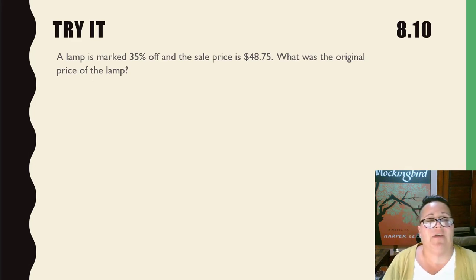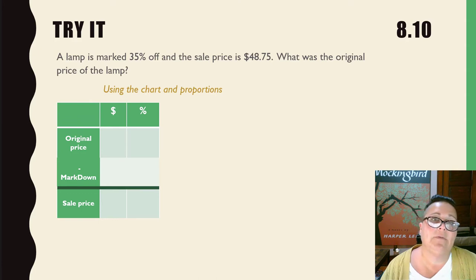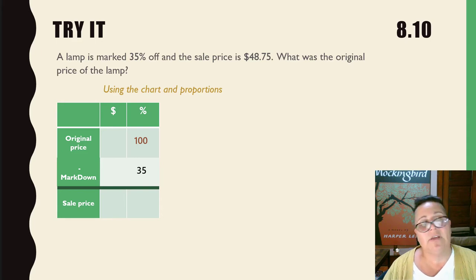A lamp is marked 35% off and has a sale price of $48.75. What was the original price? Wording again, it's going to get us. So using the chart and the proportions, I know the original price minus the markdown has to equal the sale price. I know that the original price is my 100% because this is a markdown. Everything compares to the original price. I know that the lamp is marked 35% off, so the markdown is 35%, and the sale price is $48.75. So $48.75 is my sale price, so that's going to go where the sale price is.